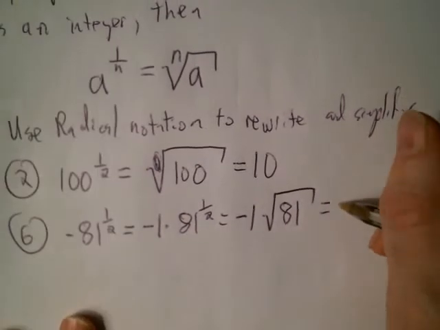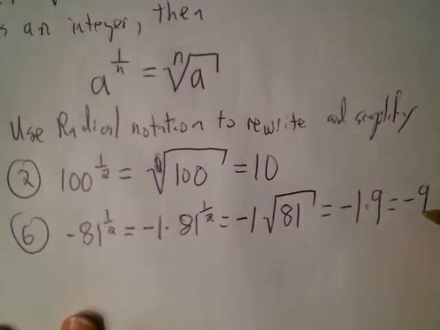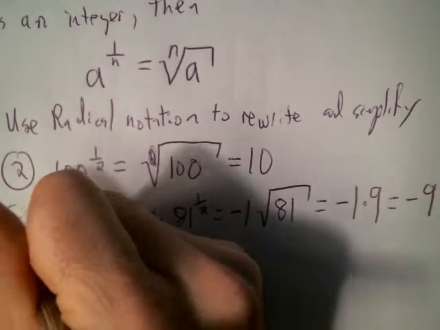Okay, and then that'll be -1 times the square root of 81, which is 9, so that's -9. So let's do one more. Here's number 10.